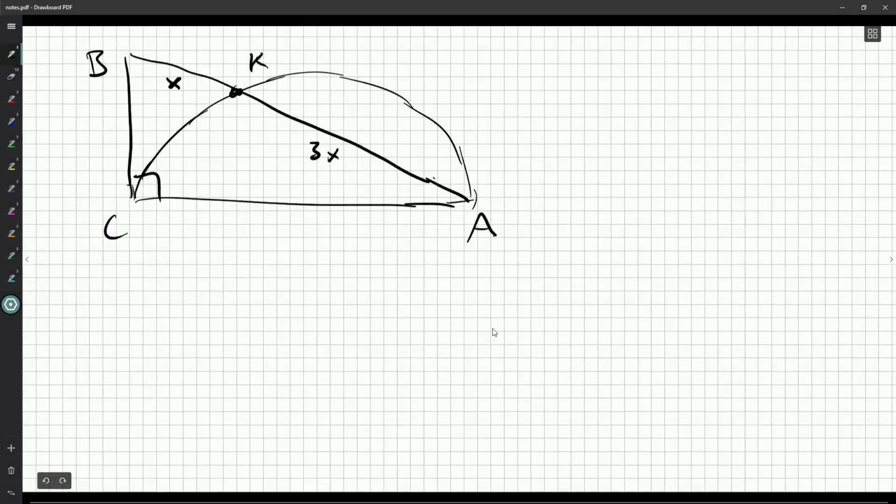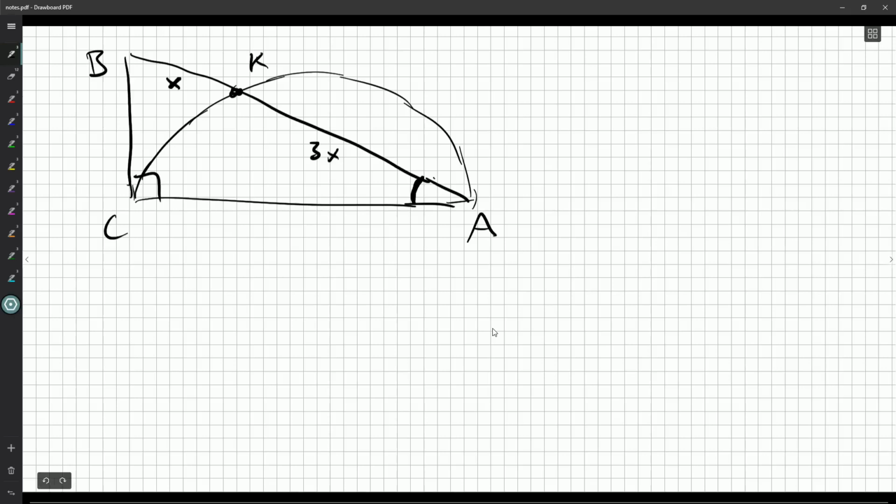Okay, so what can we do here? What do we want? We want the angle at A. That's what we're interested in. How can I figure out the measure of that angle? Well, let's see here. A couple things spring to mind.